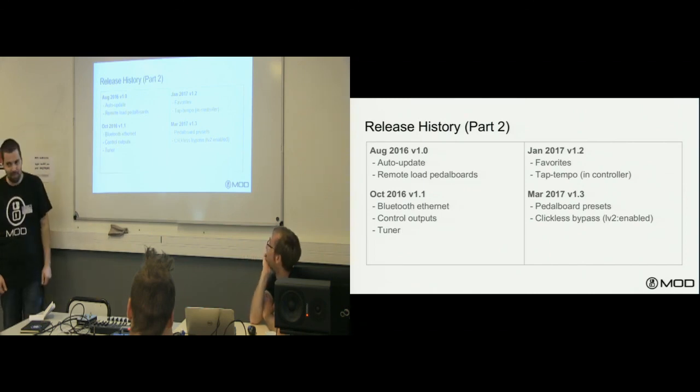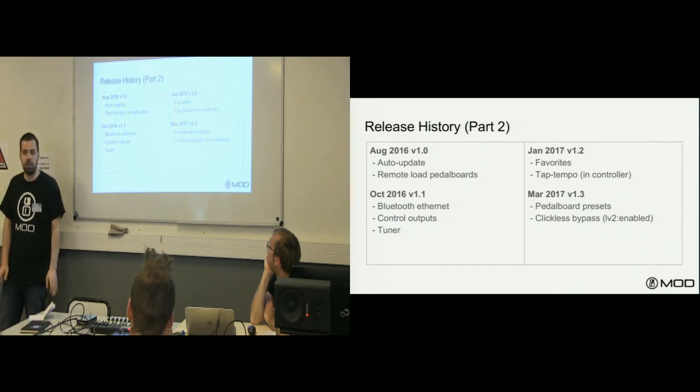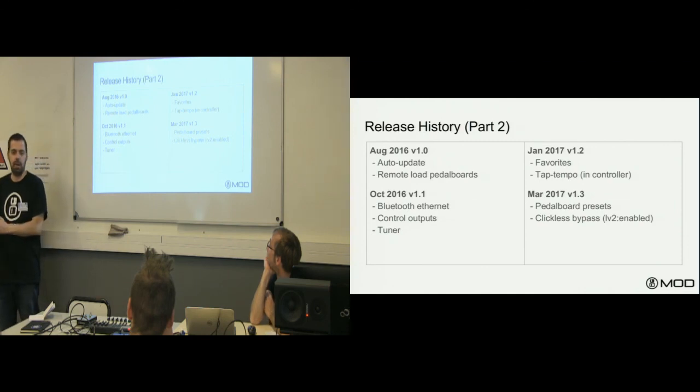Then we added favorites, the plugin favorites, which needs to be there. Our plugin list started to grow. I think now we have around 200. If you have everything installed, it gets a little bit messy to just look for a specific plugin. So we added favorites. We have the tap tempo, specific to the MOD unit for now. So as you press the tap, it sends a value, and then the parameter changes.